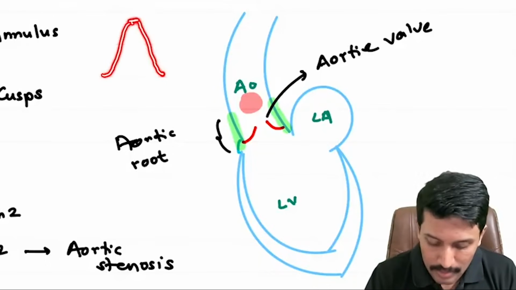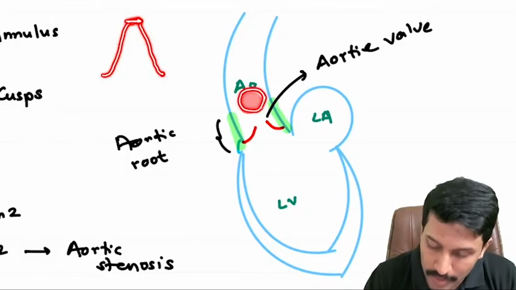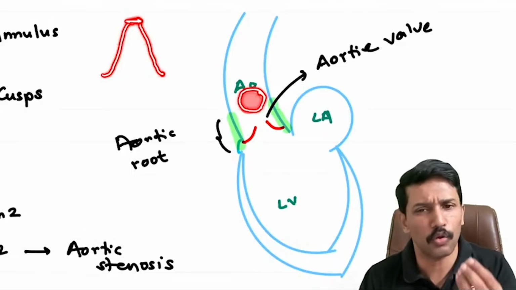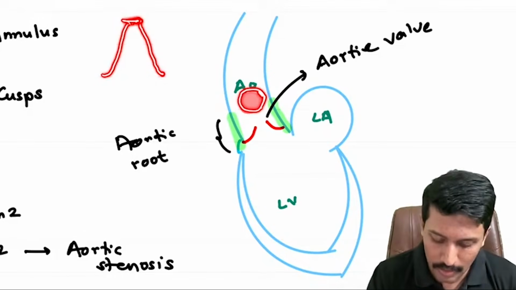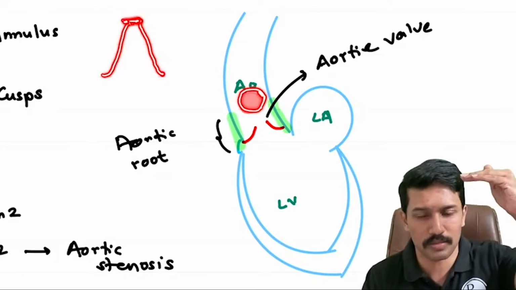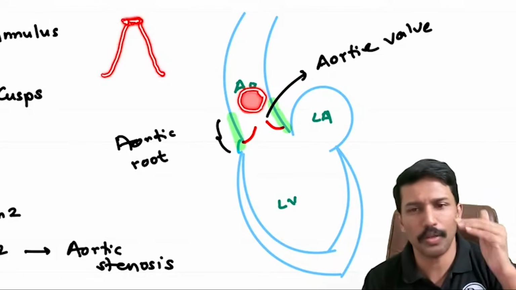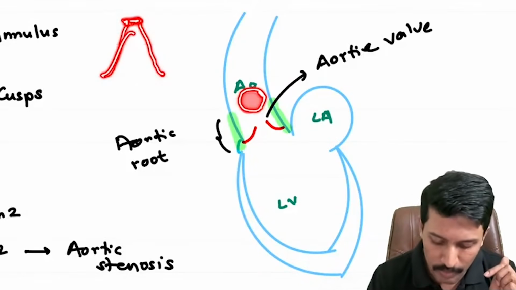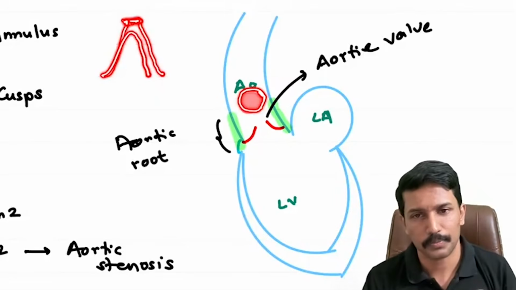Then it has a peak. The peak depends on the volume of blood ejected into the aorta, and we call that volume the stroke volume. So how tall the peak is depends on the stroke volume. In aortic stenosis, stroke volume is less, so the peak becomes smaller.